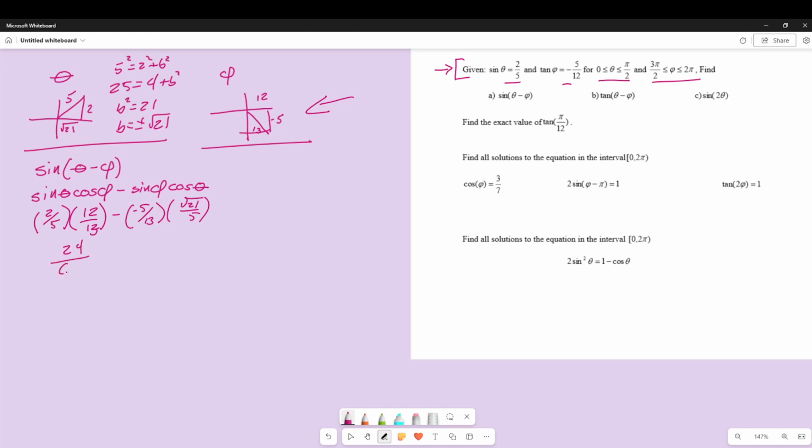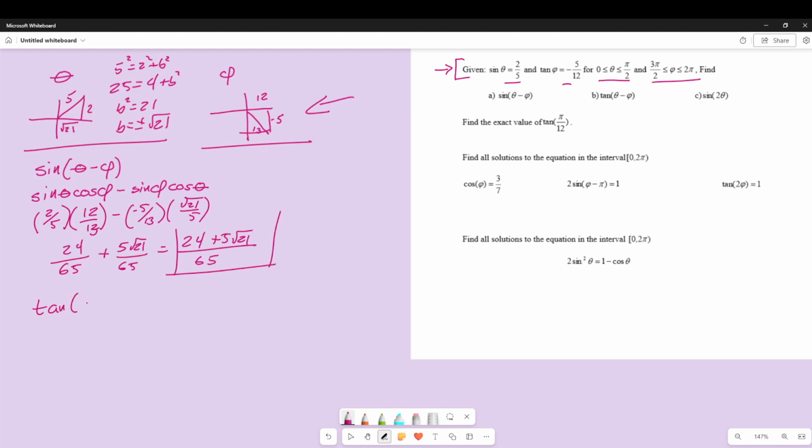So 24/65 plus, when we get those two negatives, 5 square root of 21/65 is going to equal 24 plus 5 square root of 21/65, and there's no common factors in all of those, so that's our answer.